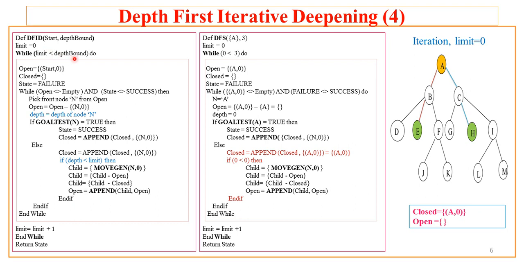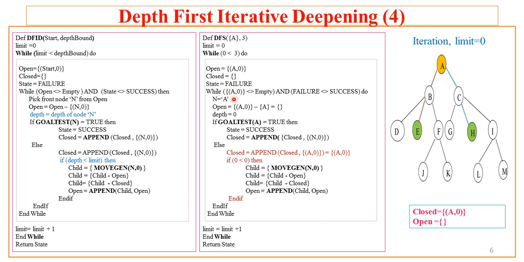With this understanding, we'll try to see the practical execution in the next slide. Now here, let us assume that the algorithm has been given a starting point A and the depth bound 3. Initially the limit is 0. Just focus where I am pointing. Now is limit less than depth bound? Yes, that is 0 is less than 3. So it gets into this while loop. So open is having node A with depth level 0. Closed is empty, as the algorithm has not found the goal node, so state is failure.